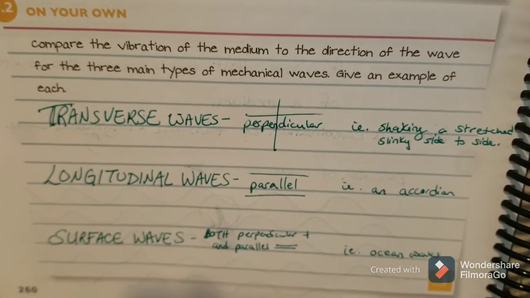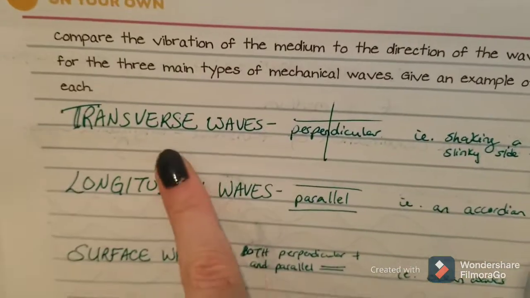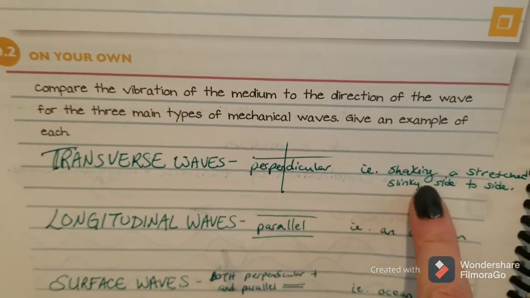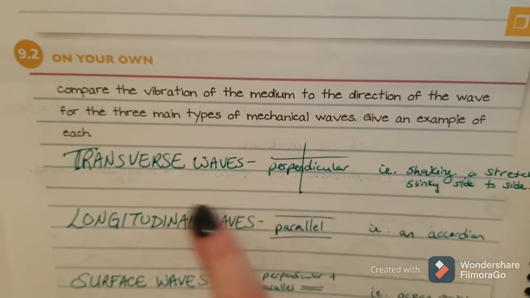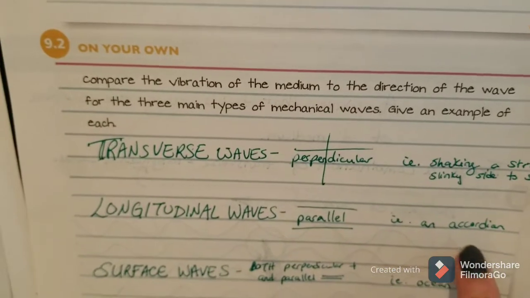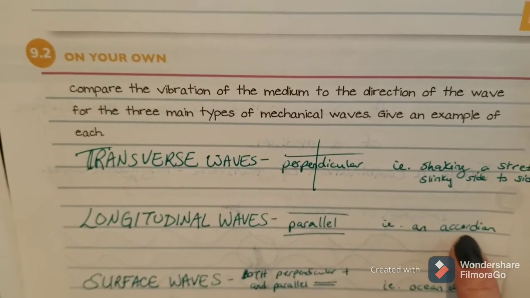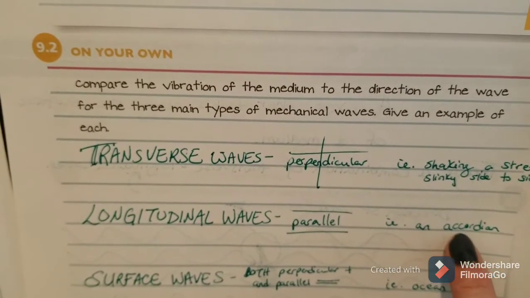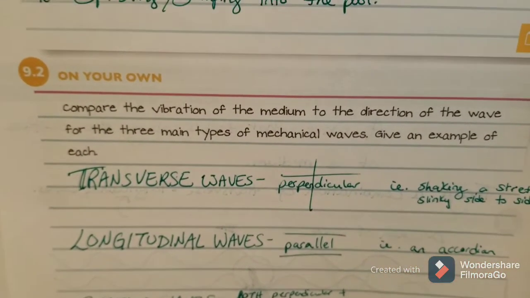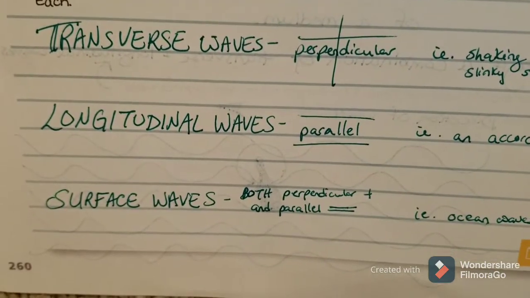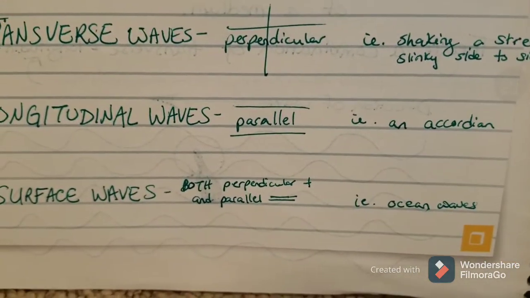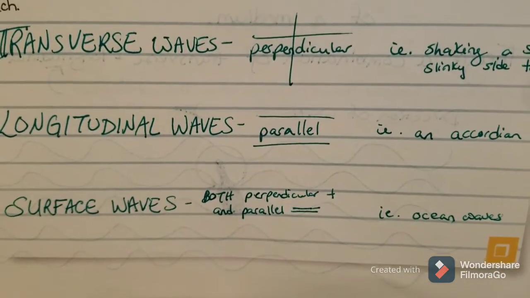All right. We have a little diagram here. Transverse waves, perpendicular. They go opposite directions. Shaking a rope side to side. It says a slinky, too. Longitudinal, like I ventured an accordion might be another way, but it would be easier to make actual waves with a slinky, so that's maybe not the best example. Surface waves, both perpendicular and parallel, and ocean waves are a good example of that.